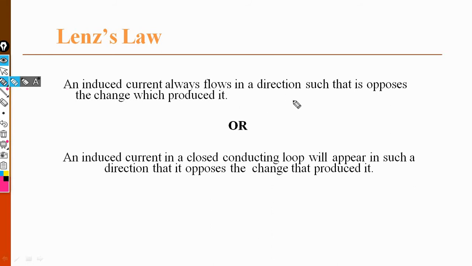And it opposes the change. It opposes the change present in it, or it opposes the change that will be produced in the circuit. That means induced current is very important in any type of circuit. That means induced current in a closed conducting loop.